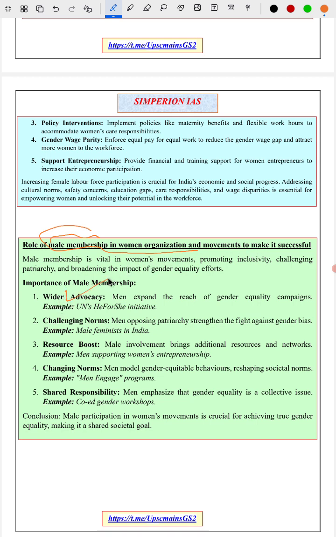It increases wider advocacy, it helps in challenging the norms, it gives a resource boost, a shared responsibility, changing norms. Men model gender-equitable behaviors, reshaping the societal norms. There are men engage programs as well.